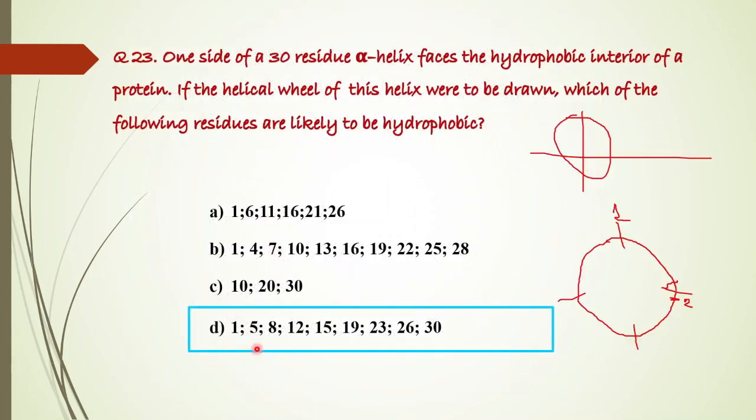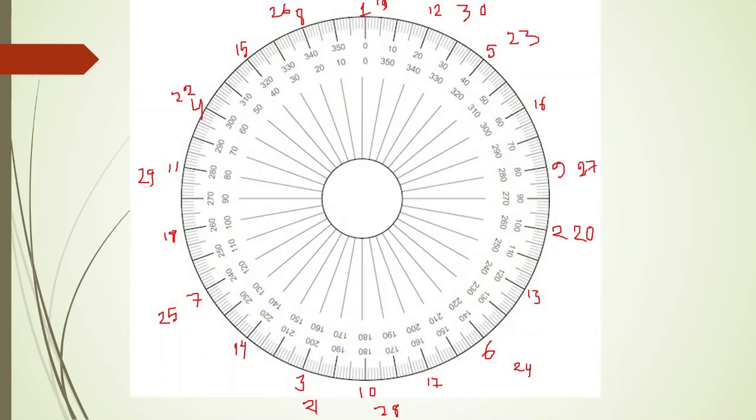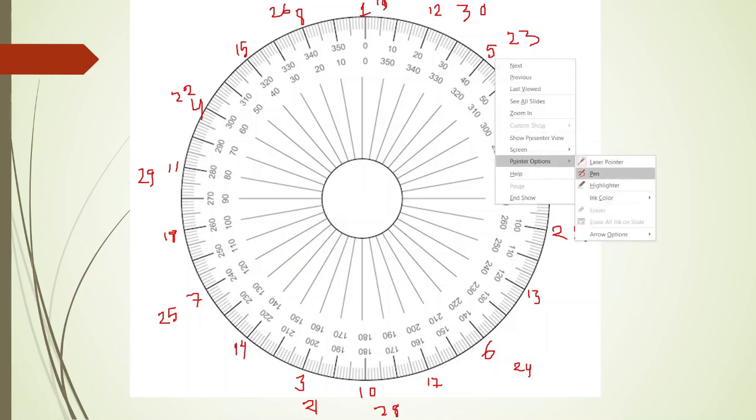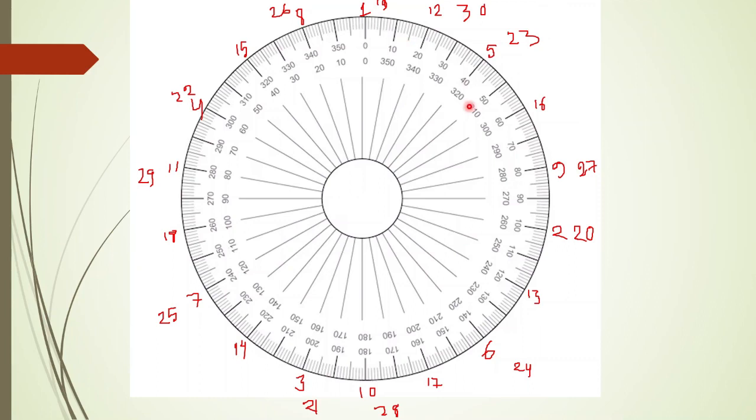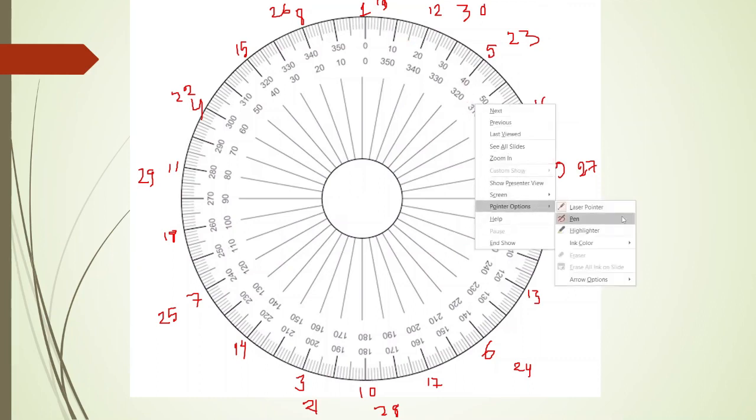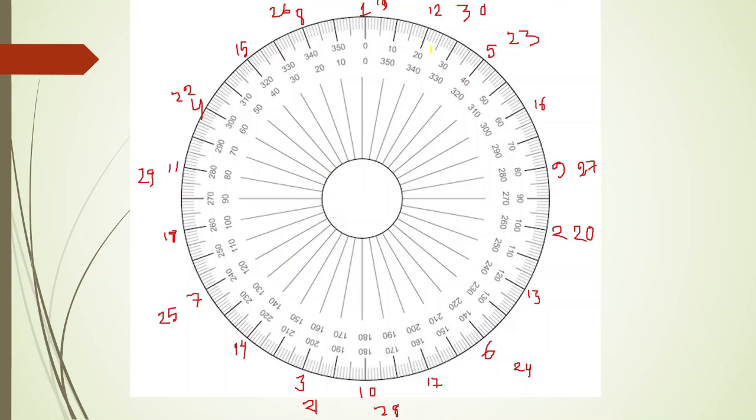It is 1, 5, 8, 12. Let me write it down so it will be easy for me. 1, 5, 8, 12, 15, 19, 23, 26, 30. Let us see if they stick together in a circle or not. So first is 1, fine. Next is 5. Sorry for that pen. Let me use the highlighter in this case.